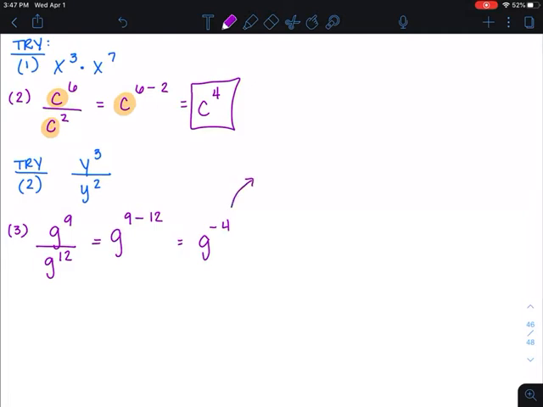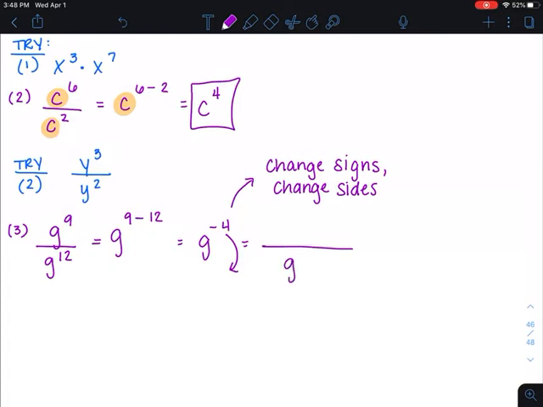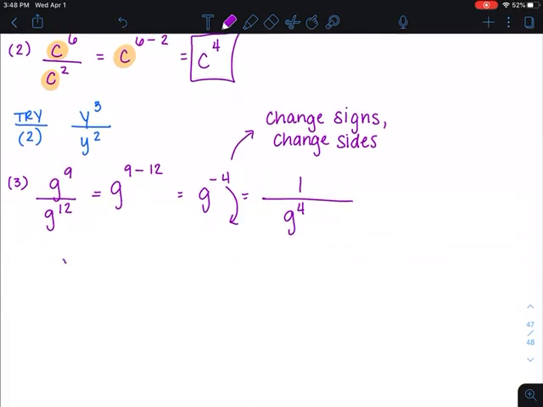So when you have a negative exponent, the way I've always thought about it is change signs. To change it from a negative to a positive, you have to change sides. So you'll take that and this will flip to the bottom. It's almost like a reciprocal. So you have g to a positive 4 power and you hold this with a 1.